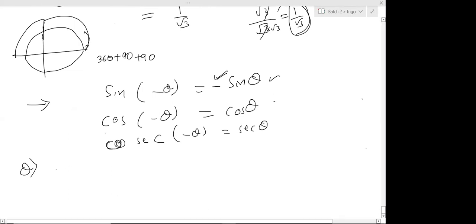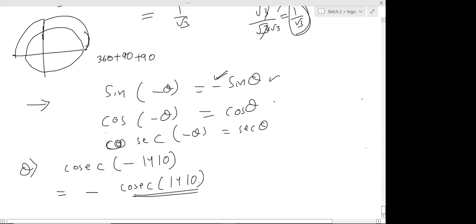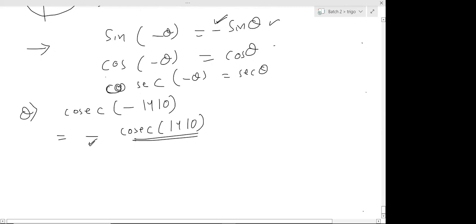All right, next question is cosec minus 1410. Just deal with the negative sign first. This is cosec, so we can write this as minus cosec 1410. Now this, you know how to solve. This sign you will deal with later. All right, solve this.